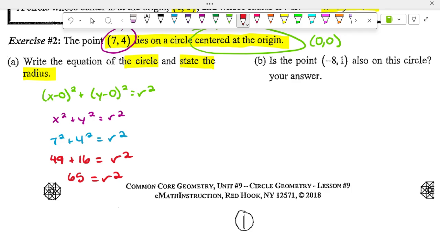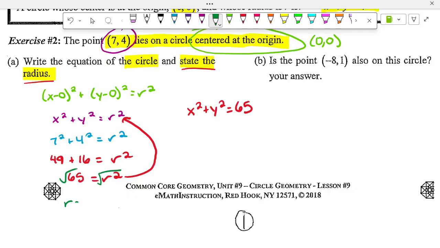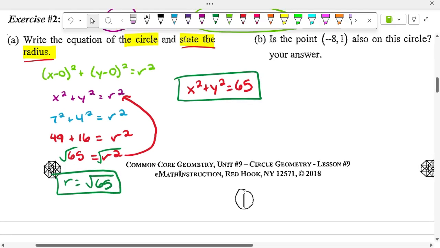Now, if you were just trying to find the equation of the circle, you can stop there because we can just take that 65 and plug it back in for r squared. So our equation of the circle is x squared plus y squared is equal to 65. But what did it also ask us to do? State the radius. So how do I find the radius from here? Go back to r squared. Square root it. So your radius, we're just going to leave it as the square root of 65. So this is your equation of a circle. This is your radius.